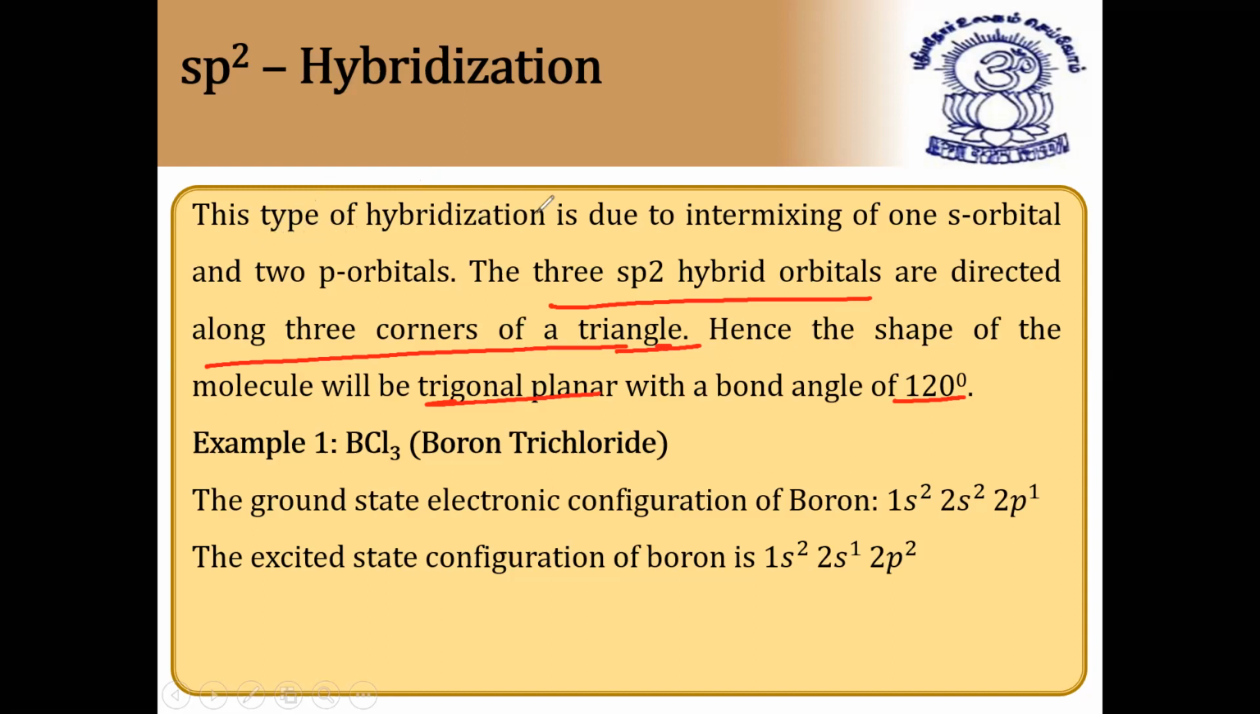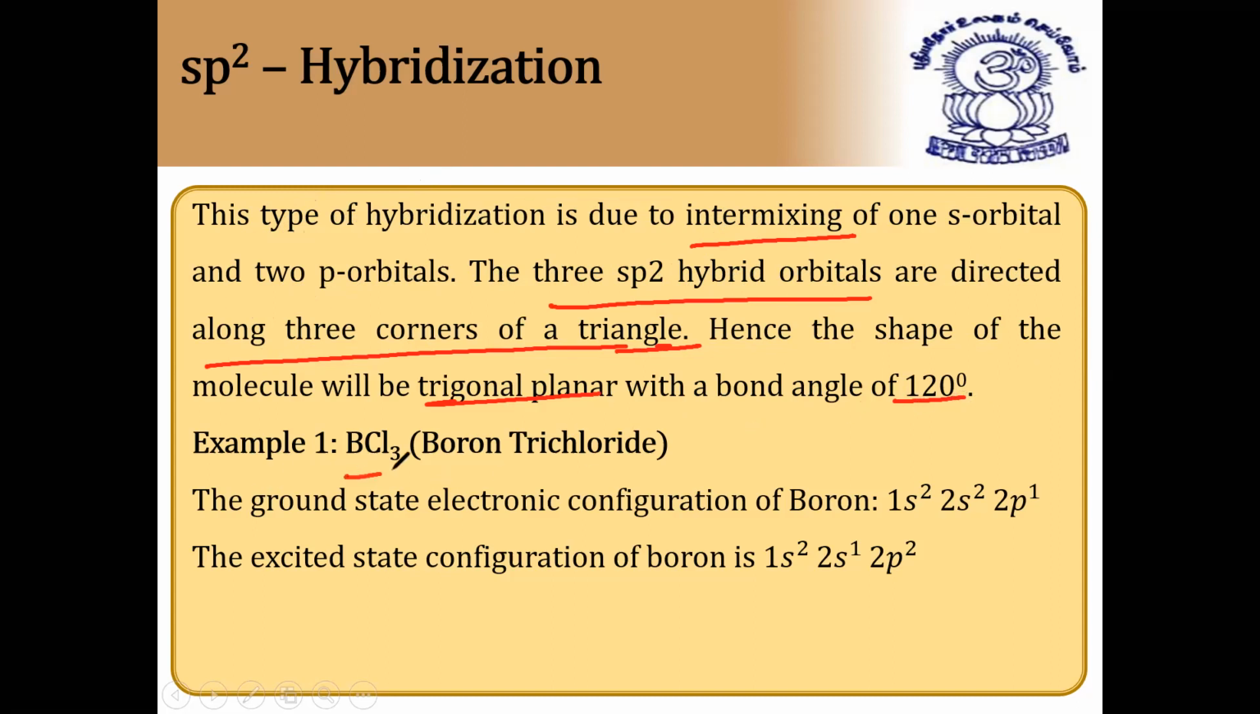So what is sp2 hybridization on the whole? This type of hybridization is due to intermixing. What is hybridization? It means intermixing of atomic orbitals. So here, intermixing of one s orbital and two p orbitals results in the formation of three new equivalent orbitals. The three sp2 hybrid orbitals are directed along three corners of a triangle. Hence, the shape of the molecule is trigonal planar with a bond angle of 120 degrees.